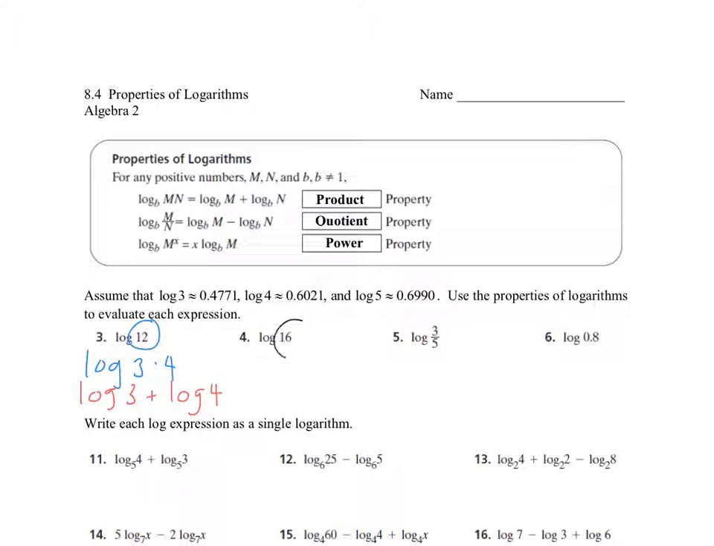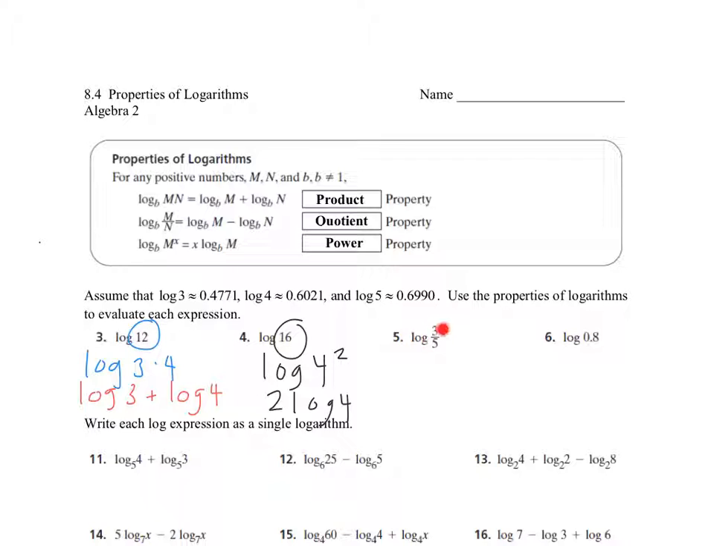So if I'm looking at 16, I don't know how I would get 3 from that, but 4 squared is 16. So I'm going to write this as log of 4 squared. So using the power property up here, you can actually put the 2 in the front. So it's going to be 2 log 4. So what that means is you're going to take 2 and multiply it by the log 4 expression. So 2 times approximately 0.6021 is going to give you that log 16.